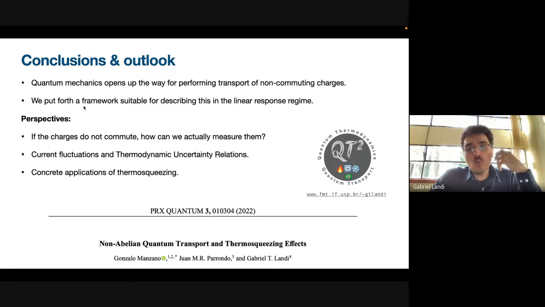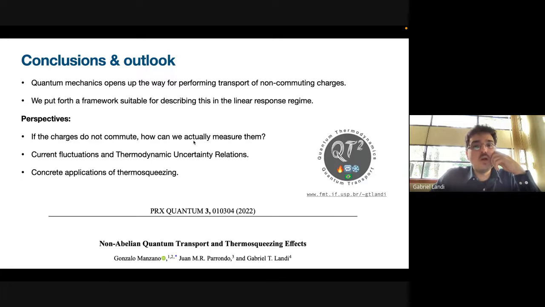Essentially what we showed in this paper was that we have a framework that is suitable for describing this kind of process in the linear response regime. Of course, that's only part of the story. There's a lot that can be done going beyond linear response, considering more complicated scenarios and so on. So these are some of the questions that we're currently working on. I would love to chat about some of them if you want.